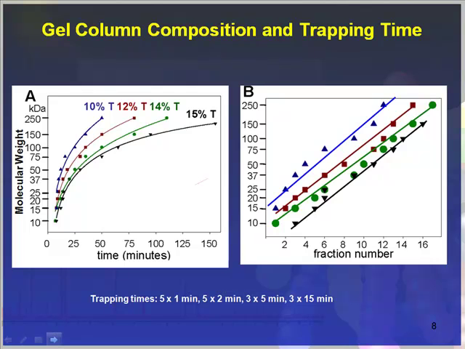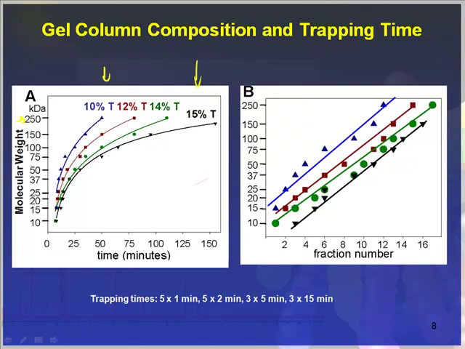In addition to the column length, one can also consider the gel column composition. So with SDS-PAGE here, we're dealing with the percent total acrylamide, the percent T of the gel column. And it's exactly as you would expect with SDS-PAGE. The lower percent T affects faster separation, so we move to larger molecular weight proteins in a shorter period of time. But if you want to do separation of lower molecular weight proteins, then you move to a higher percent T.